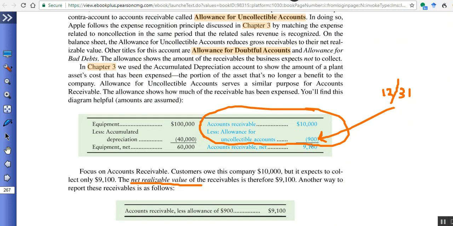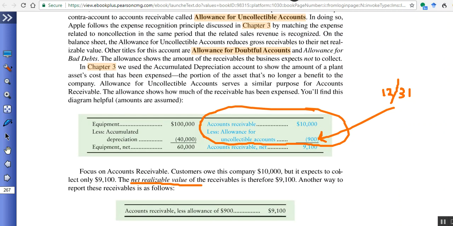Don't let that negative fool you. It's not a negative 500. The problem is that accounts receivable is a debit account, and then allowance for uncollectible accounts is a contra account, so it has a natural credit balance. So it's not minus $900, it's that $900 is what should be in the allowance account after adjustment.